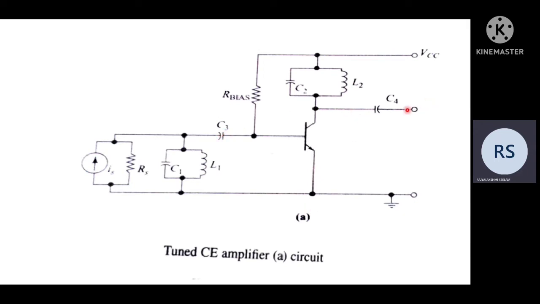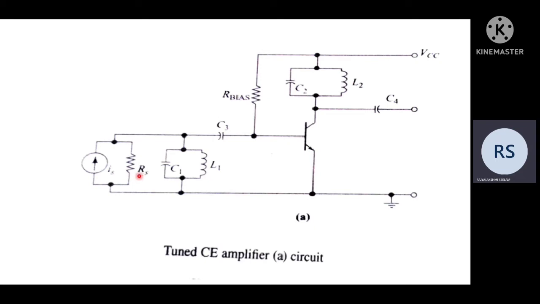Here we have C3 and C4, which are DC blocking capacitors. They have negligible reactance at higher frequencies. And the base resistor RB is the bias resistor; it supplies bias current to the base, and it is also negligible. The signal sources are IS and RS.